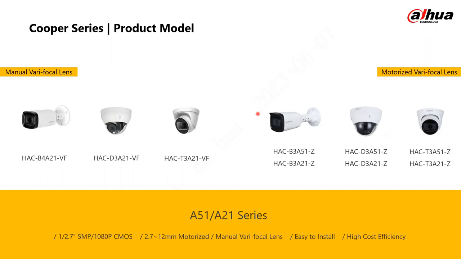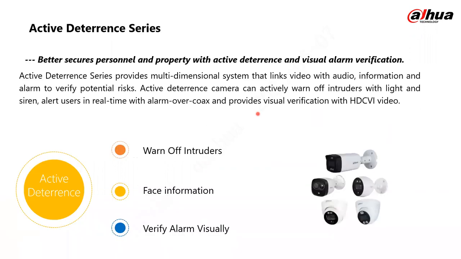Let's move on to something different, the active deterrence products. These active deterrence products are basically to ensure better security for our personnel and property, with active deterrence and visual identification. In this case, we have a warm light, maybe a white light, used as a way of fending off intruders, and some audio for communicating with the intruders.